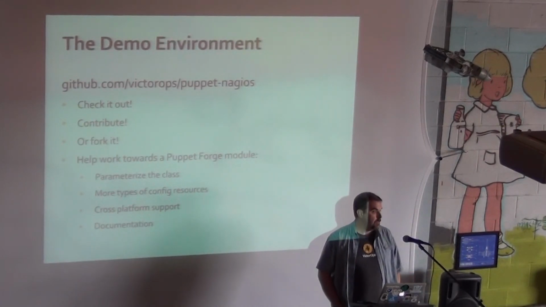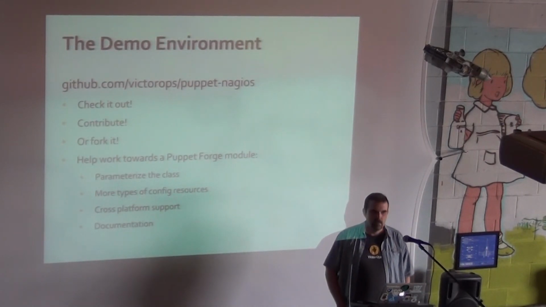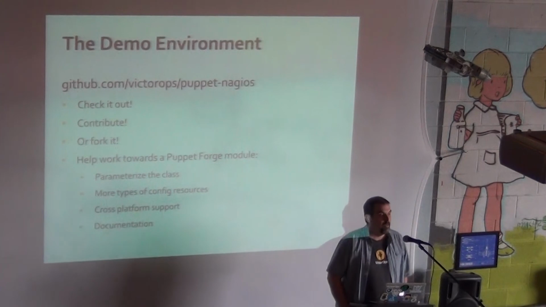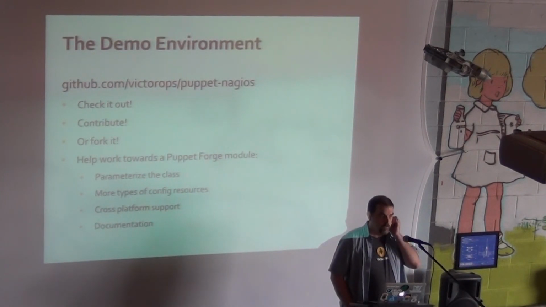Any other questions? Yeah, the question is, are the Nagios resource types available in the open source version? And the answer is yes, they're all available in Puppet Open Source and Puppet Enterprise.